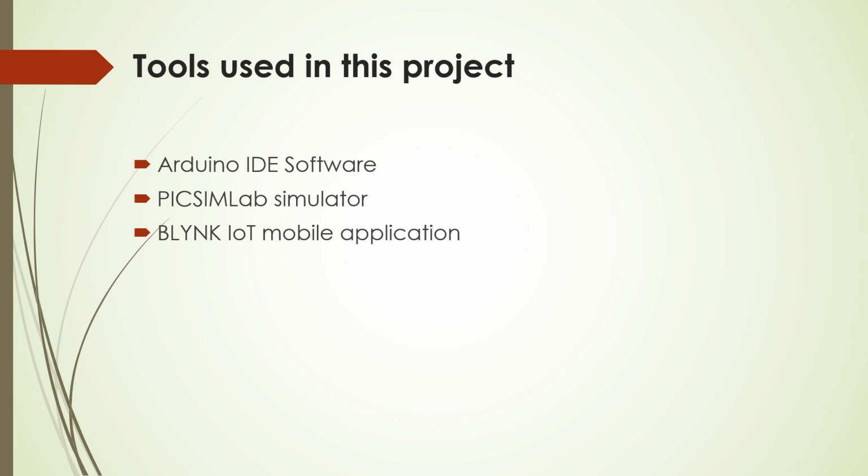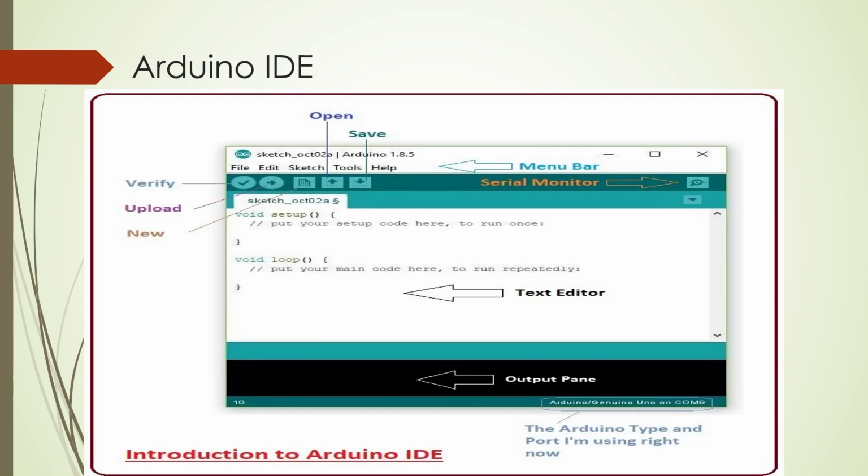And the next is the tools used in this project. I used the Arduino IDE software, PiximLab simulator, and the Blynk IoT mobile application, and this is the Arduino IDE overview. Here this is a text editor, this is the output pane, and the text editor contains void setup and void loop. In void setup, the code will run once, and in void loop, the code will run many times.